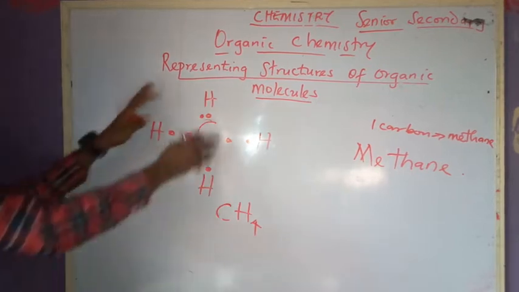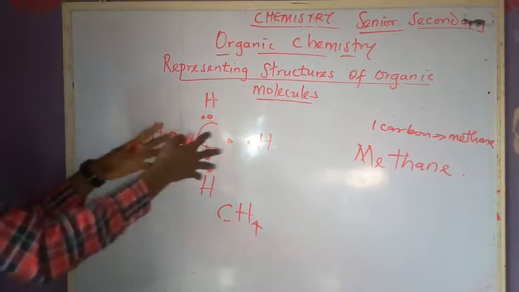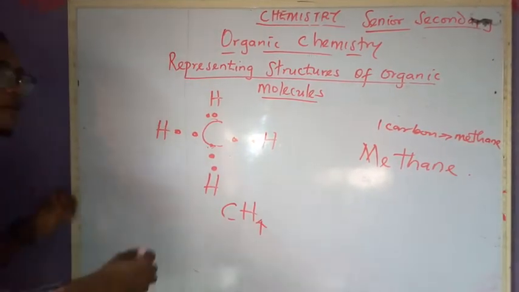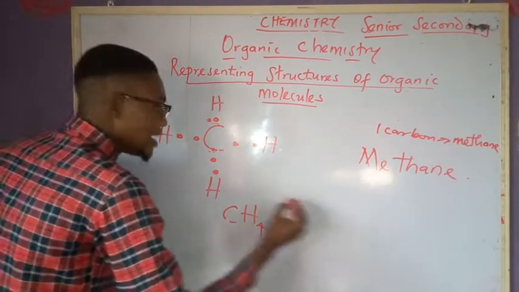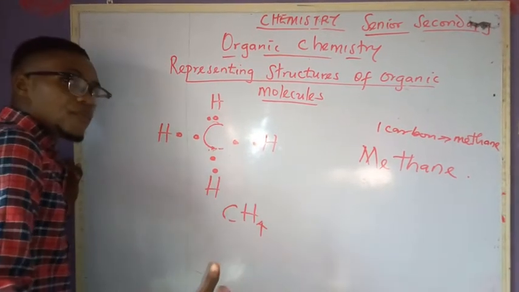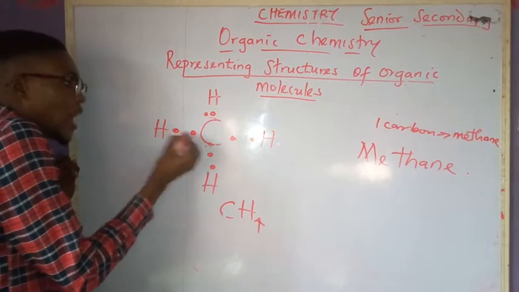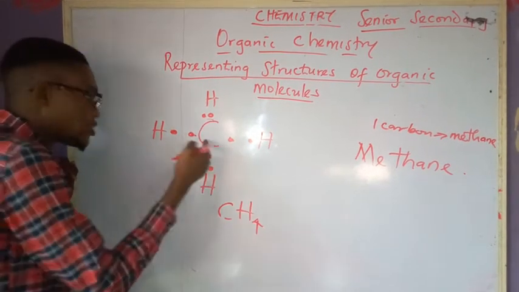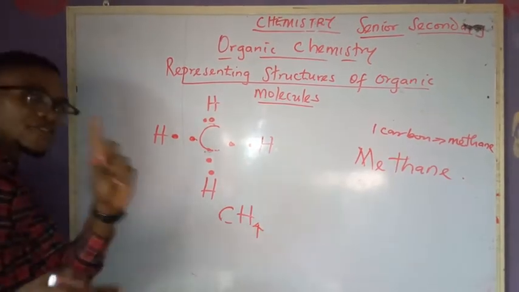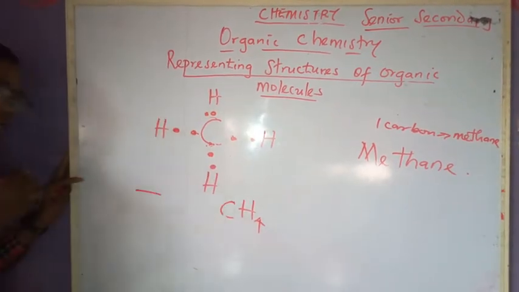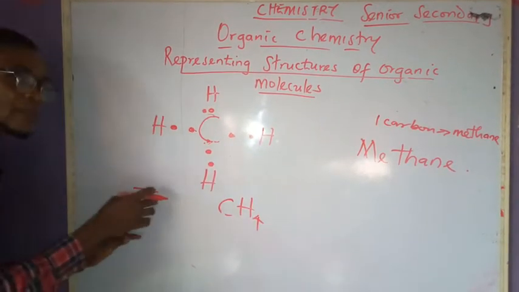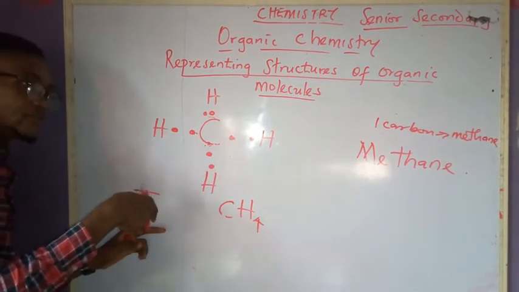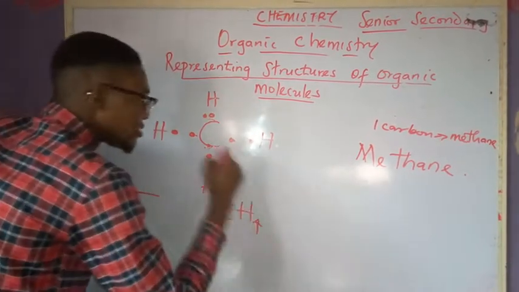Also, if I want to write this molecule, there's another way I can write it. In Lewis structure, 2 electrons between 2 elements is represented as one single line. So if I draw a single line, it means I'm talking about 2 electrons.